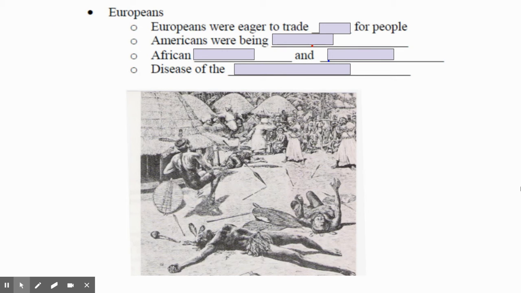Europeans, as far as looking at this slave trade as a model for their economics, were definitely eager to trade guns for people. They knew the value of that because when we talk about our European explorers, they knew that there were certain peoples who had never seen gunpowder or what the power of a gun could do, and they knew that that would be something that people would want.